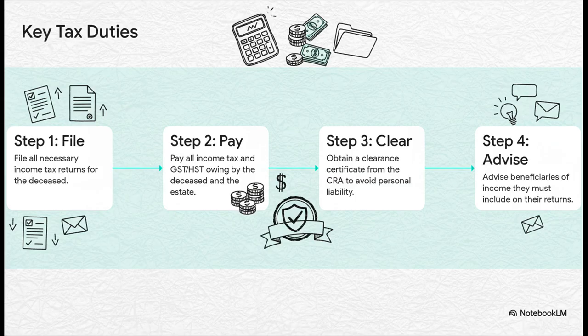It's what allows the representative to distribute the assets to the beneficiaries without that fear of personal liability hanging over their head. And finally, step 4, they need to let the beneficiaries know about any income they might have to report on their own tax returns.